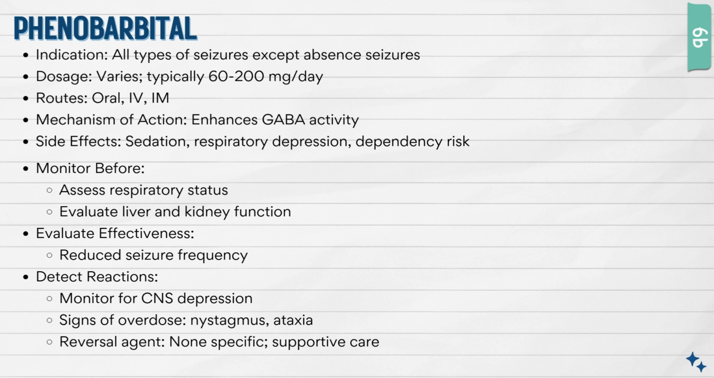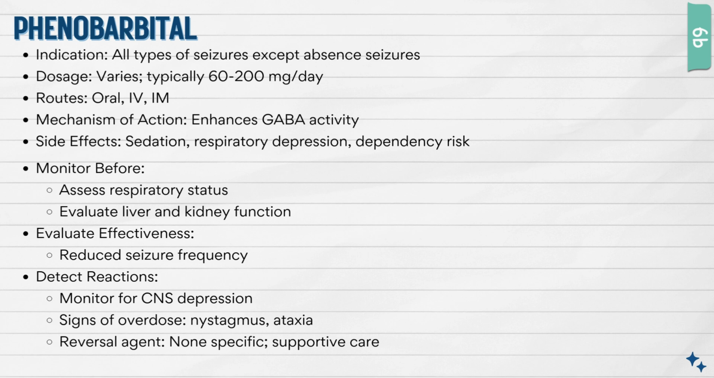Before we give it, we're going to assess the respiratory status, and we're also going to evaluate liver and kidney functions, because the drug is metabolized in the liver but excreted through the kidneys. We want to make sure they're working okay so that we don't develop toxicity levels. So how do we know it's working? We're evaluating the effectiveness. We're going to observe a decrease in seizure activity. Pretty simple. It's kind of like the others.